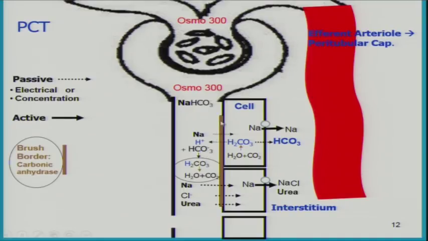And then we have the brush border in the proximal tubule that contains carbonic anhydrase. This is how the proximal tubule differs from the distal nephron, where we also have hydrogen secretion, because of the presence of carbonic anhydrase in the proximal tubule. And how sodium and water reabsorption is linked to regeneration of bicarbonate.